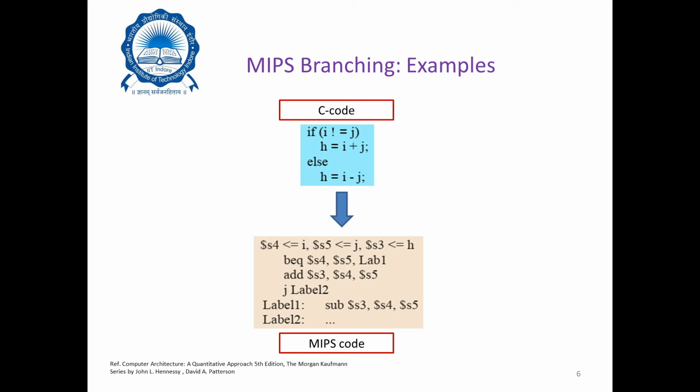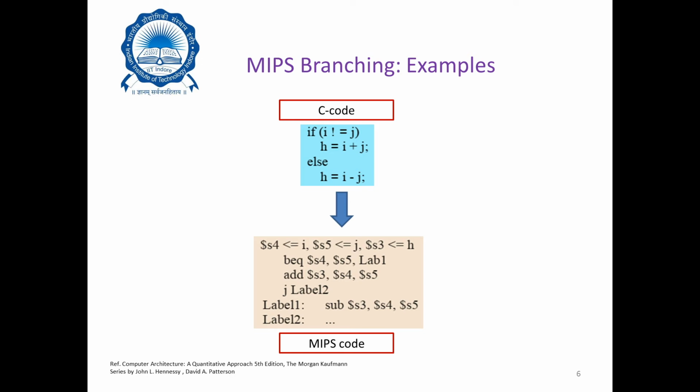What if it is not equal? If it is not equal, then that branching to label 1 will not happen, and rather it will proceed to the next MIPS statement, which is the next line, given by add. $s3 is the output where we store the value of h, and $s4 and $s5 are added together. So $s4 is i, $s5 is j, they are added, and then stored back to $s3, which is h. And then we jump to label 2, and this is an unconditional jump.